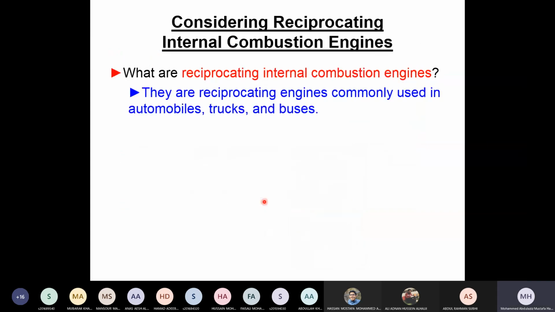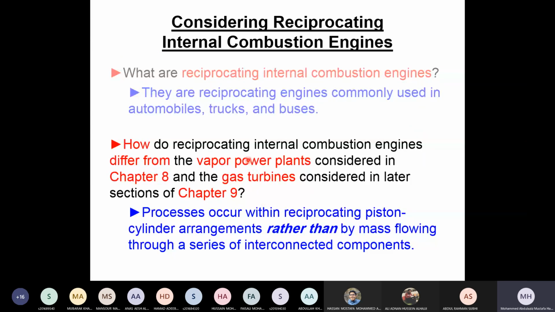So now these are the learning objectives, what we need to do. Of course, this is what we call a reciprocating engine, and it is used in automobiles, trucks, and buses. So you see this every day. This is part of your life, a bus or a truck or a car. So I'm sure that it will be easy to learn this because you can see it in life around you.